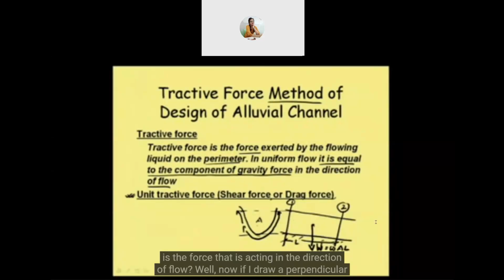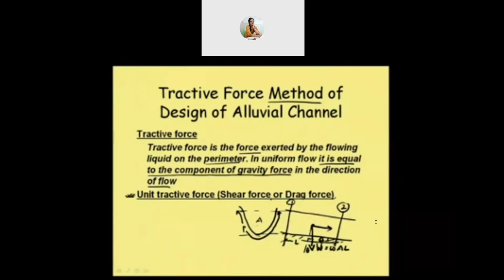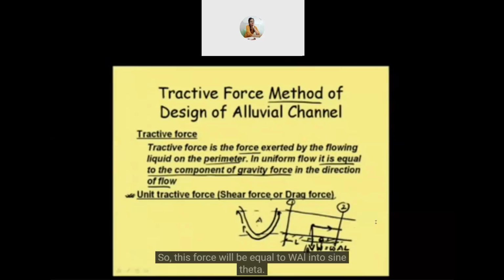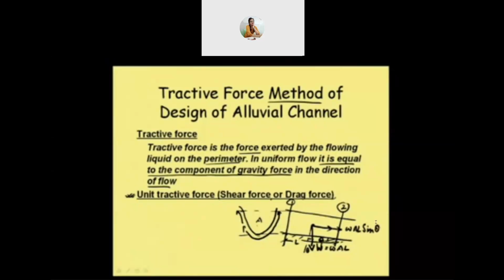And now what is the force that is acting in the direction of flow? Well, now if I draw a perpendicular line, then this angle is theta, perpendicular to the base, because the slope is theta. If I give this angle here, this is also theta. So if this is theta and the weight is WAL, then this force, because the flow movement is in this direction, will be equal to WAL sine theta.